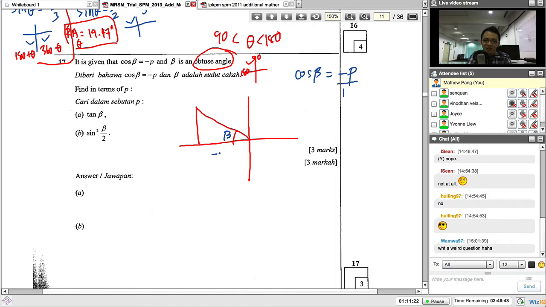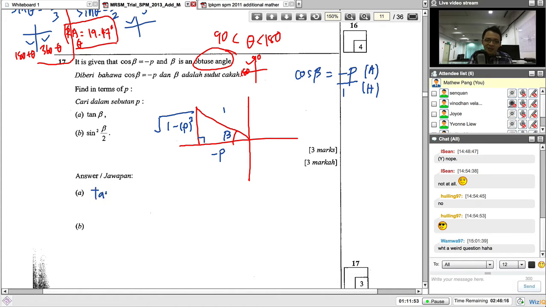So adjacent over hypotenuse. Alright, so you see, this is what I do. This is adjacent, this is hypotenuse. Adjacent over hypotenuse. And then this one, we learned Pythagoras before, right? This is hypotenuse, so this one will be square root of 1 square minus negative p square, which is p square. Negative, it doesn't matter. Square root of the whole thing. Pythagoras to get opposite. Get the idea how to solve this one, right?